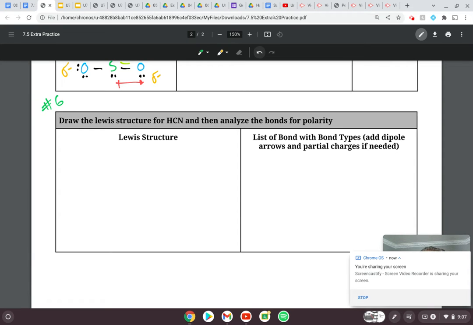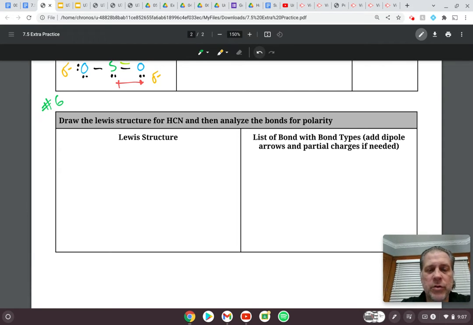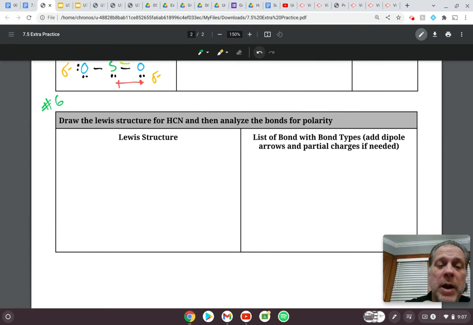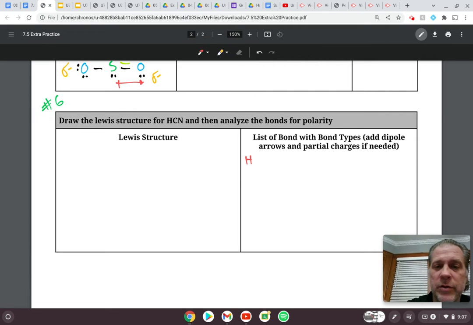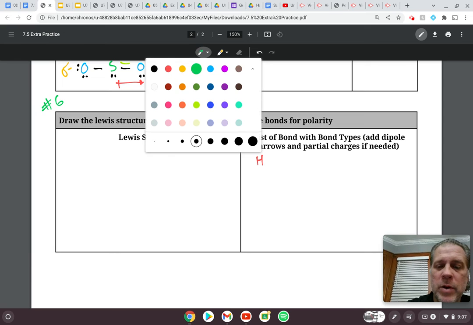So the last problem that we are going to get the solution for is the HCN. So let's start by identifying how many valence electrons we have. So there's hydrogen, there's carbon in this one, and there's nitrogen in this one as well.